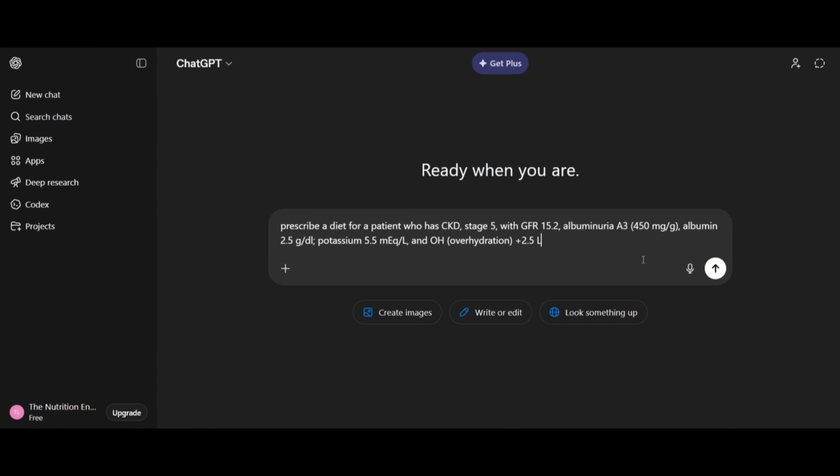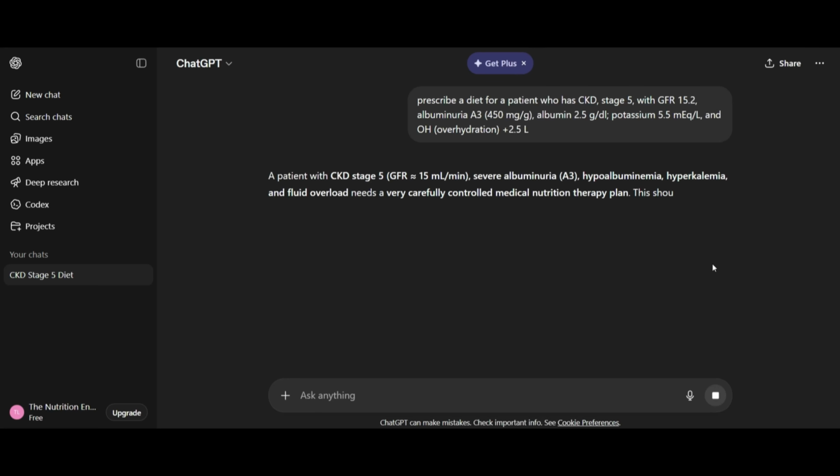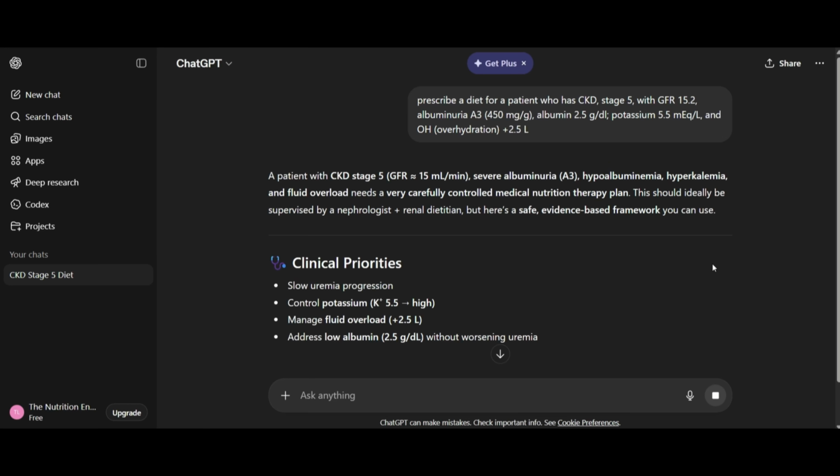Right, you can see my screen. Let's start with ChatGPT. This is the interface. Now, let's ask it to generate a dietary plan for a patient with chronic kidney disease, stage 5, with a glomerular filtration rate of 15.2, albuminuria A3, albumin at 2.5 grams per deciliter, potassium at 5.5 milliequivalents per liter, and fluid overload of 2.5 liters.